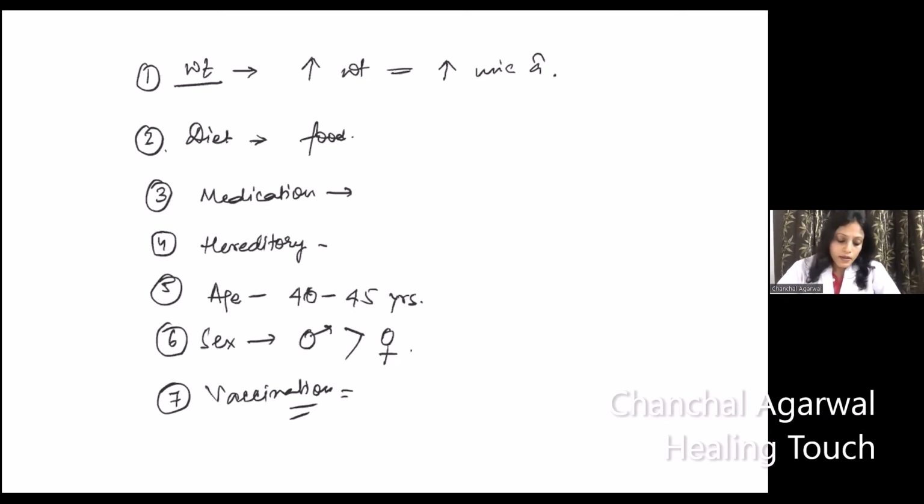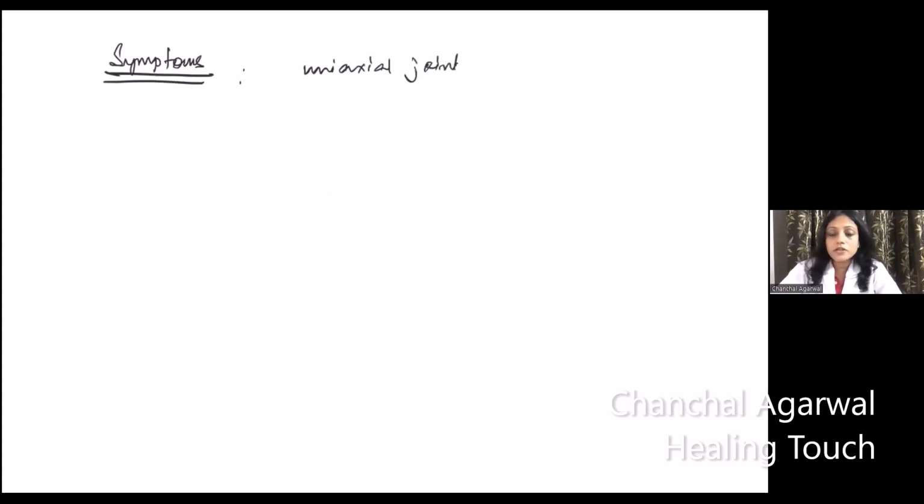Okay. What are the symptoms? Usually the uniaxial joints are affected. What is the meaning of uniaxial? Uniaxial means the joints which move on one side only. For example, the elbow joint is an example of a uniaxial joint. The knee joint is an example of a uniaxial joint. So this is one of the types of joint which gets affected very fast.